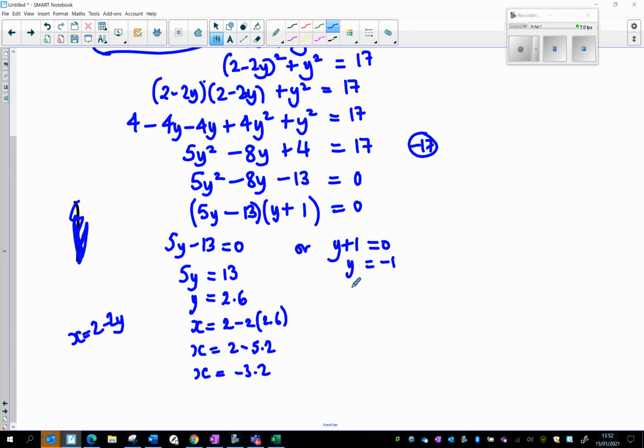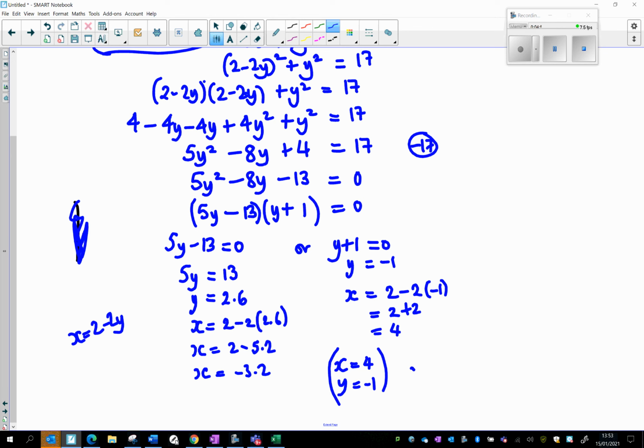Okay, for the other value over here, we know that x is going to be 2 take away 2 lots of minus 1. Well, that's the same as 2 plus 2, which is equal to 4. Okay, so pair up the values. So when x is equal to 4, that means that y is equal to minus 1.